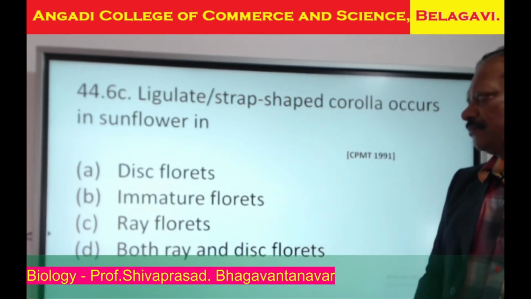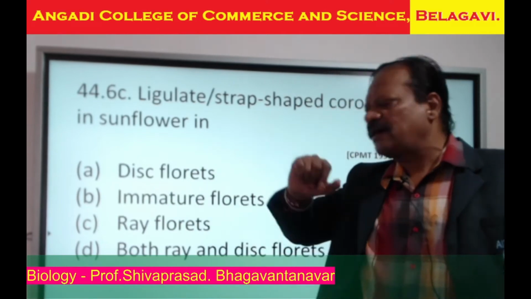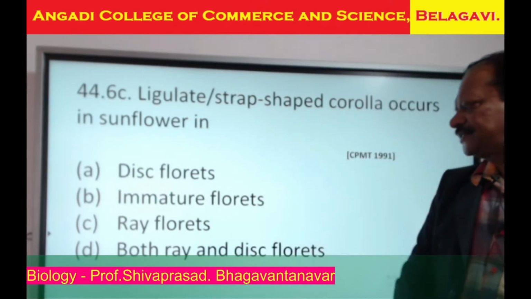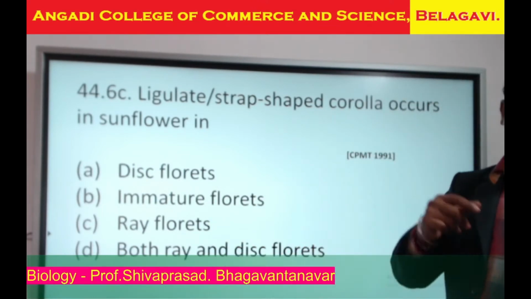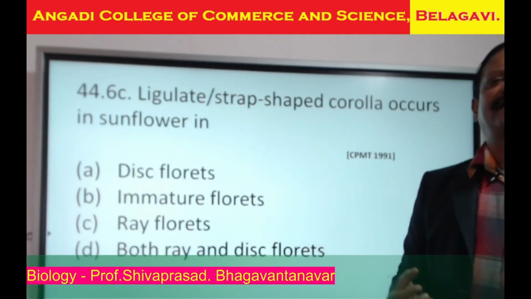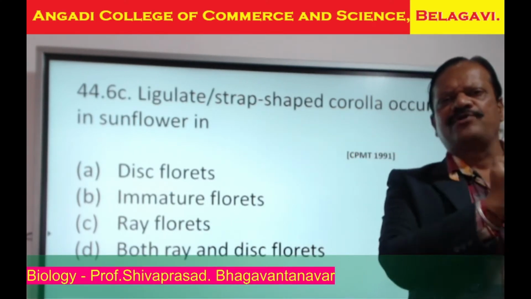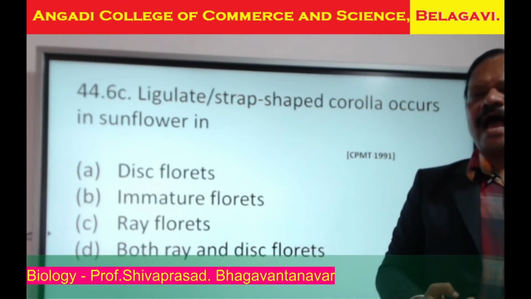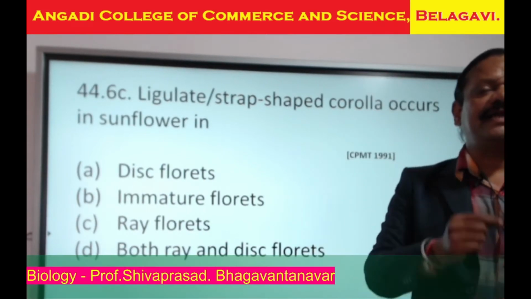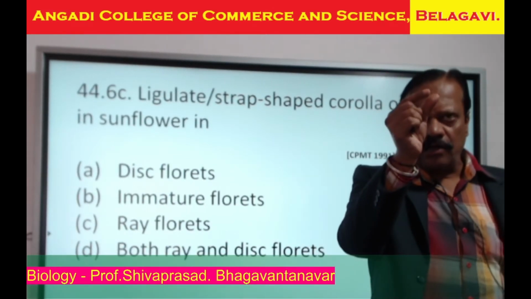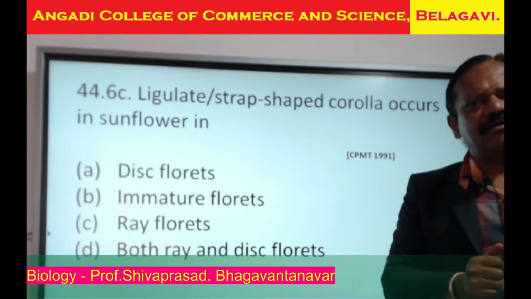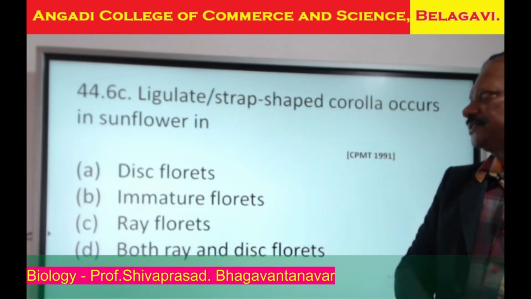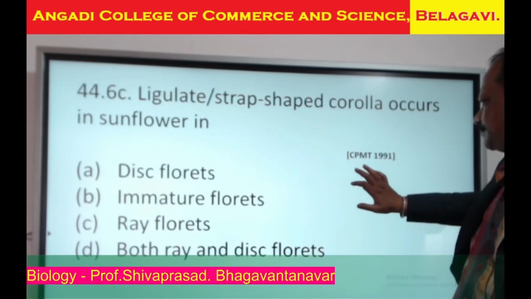We'll go through the options now. Here, the disc florets, immature florets, ray florets, both ray and disc florets. In case of sunflower, whatever capitulum you are observing, inside it so many flowers are there, and when the corolla is keenly observed, the long elongated, tubular corolla is formed. So option C, ray floret, is the right answer. We'll move to the next question.